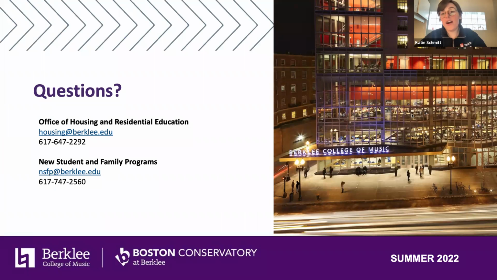If you have questions for us at all, we're available at housing@berkeley.edu or 617-747-2292. We operate regular business hours, so Monday through Friday, 9 to 5. And then also have information for new student and family programs here in case you have questions about orientation or the orientation schedule.